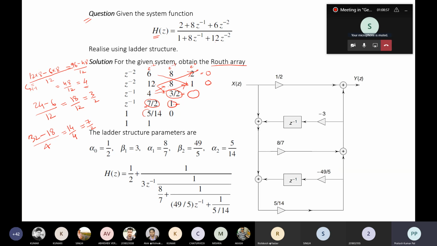Similarly, to find this value, we need to multiply these two values and multiply these two values, and after subtraction, divide by 7 by 2. So it is 7 by 2 multiplied by 3 by 2 minus the other product, divided by 7 by 2. So it is 21 by 4 minus 4, divided by 7 by 2.